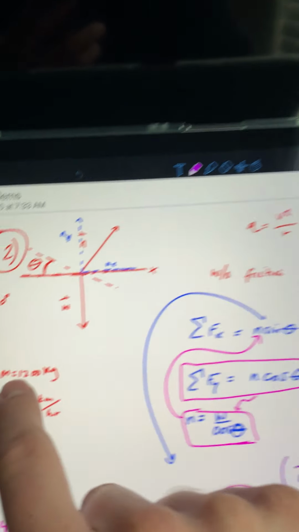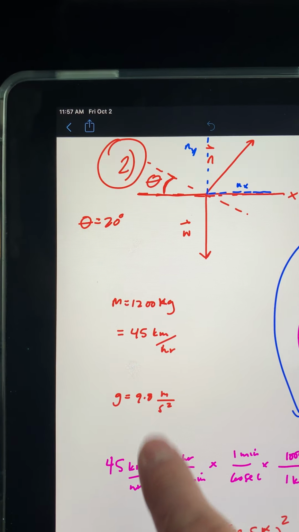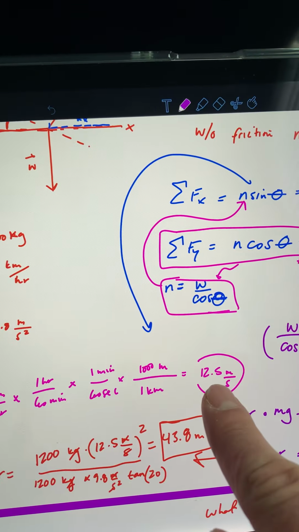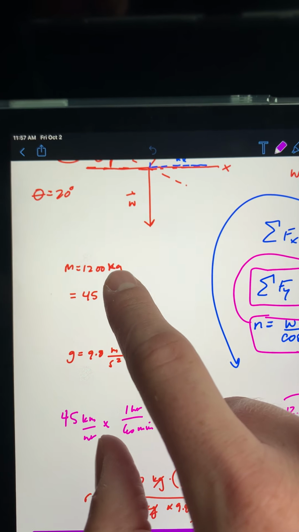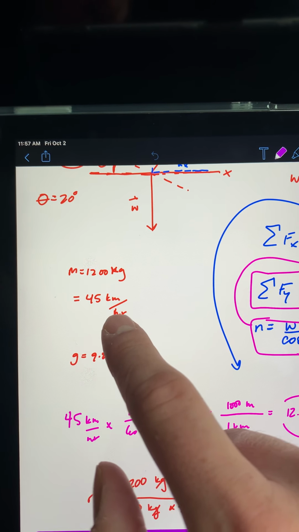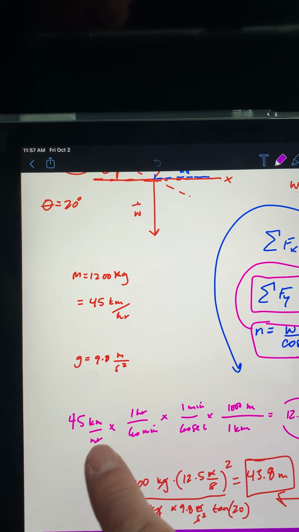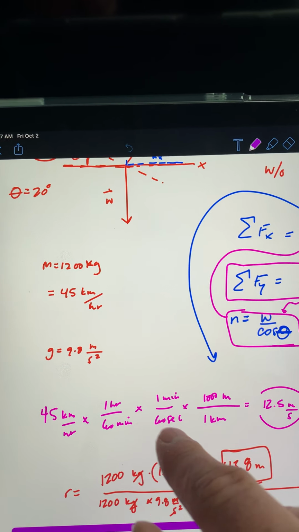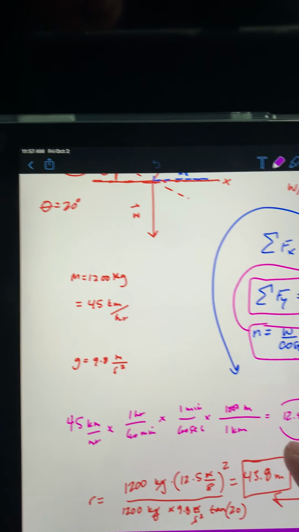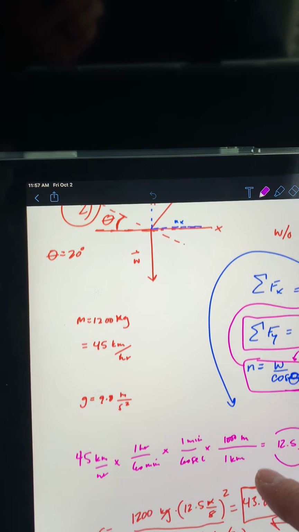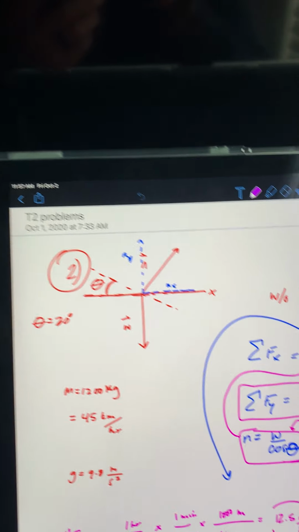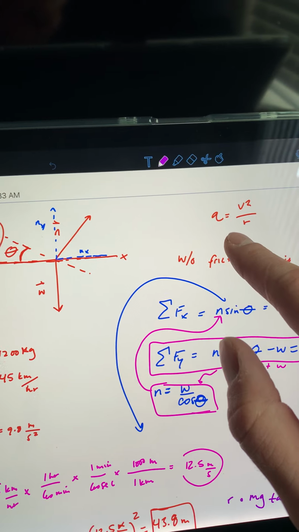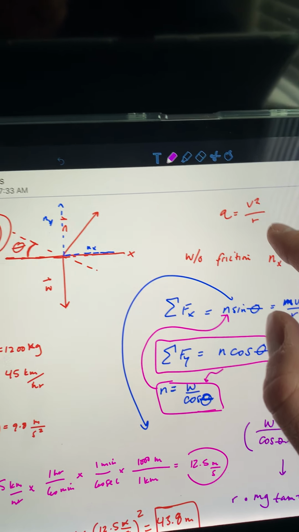They give the mass, which is 1,200 kilograms. The mass is 1,200 kilograms, and then the velocity is 45 kilometers an hour. And I've converted that here using the ratios to meters per second. So we'll use that in a little bit. But basically, centripetal acceleration is going to be velocity squared over r.